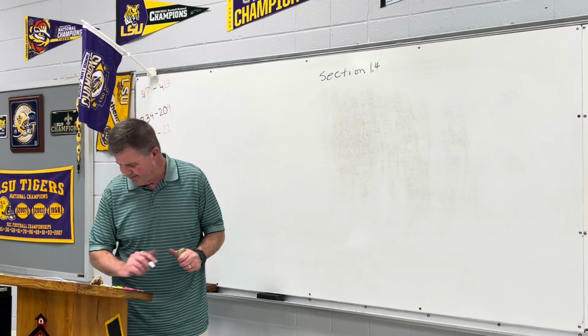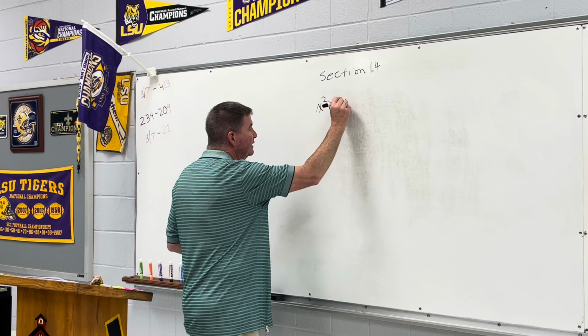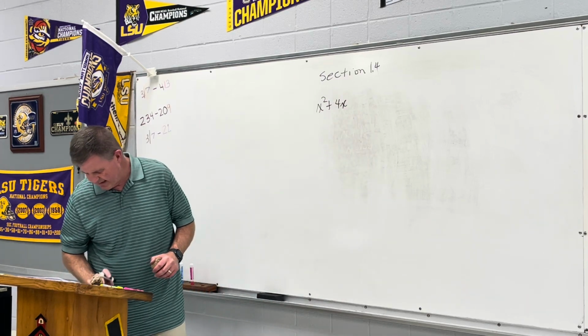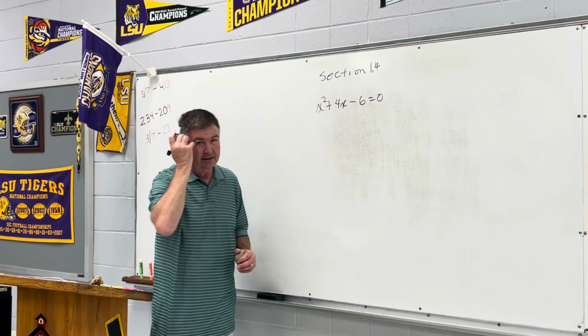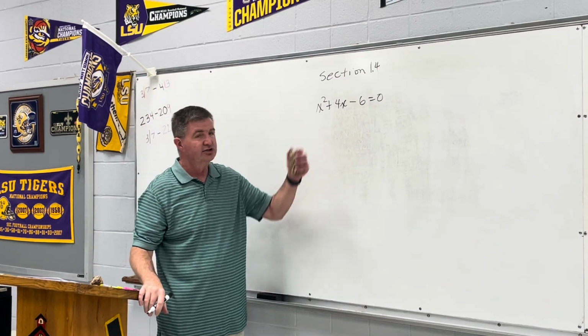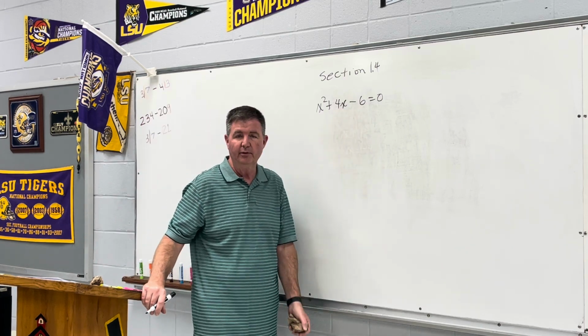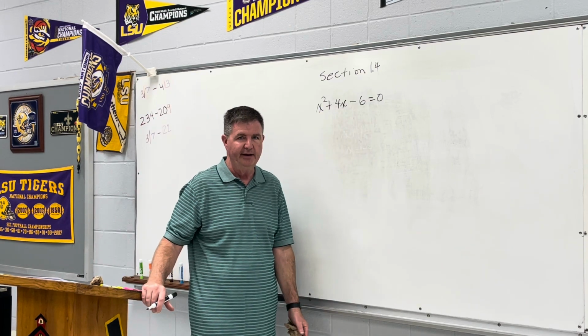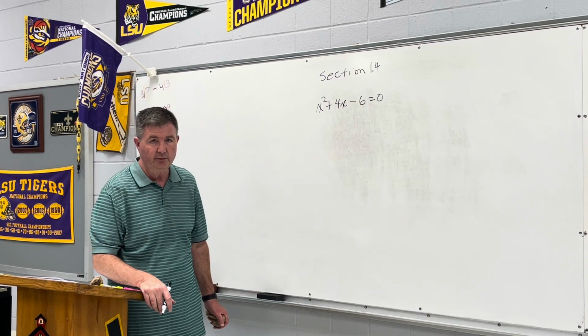So if I have something like x squared plus 4x minus 6 equals 0, I look at it and I say, all right, well, let me just try to factor it. But I can't get factors of 6 that add up to 4. 6 and 1 don't add up to 4. And 3 and 2 don't add up to 4.